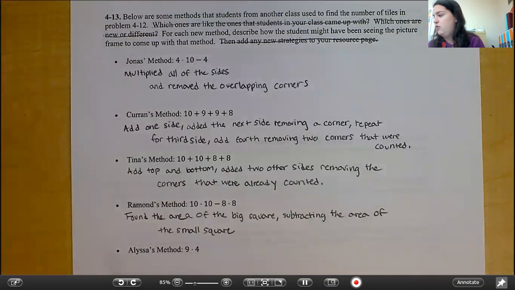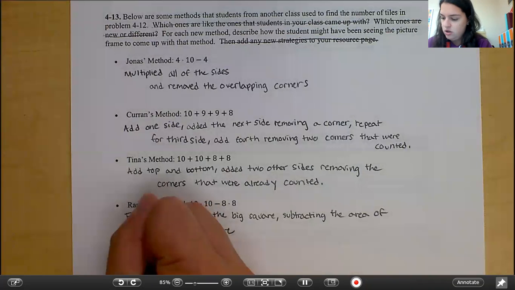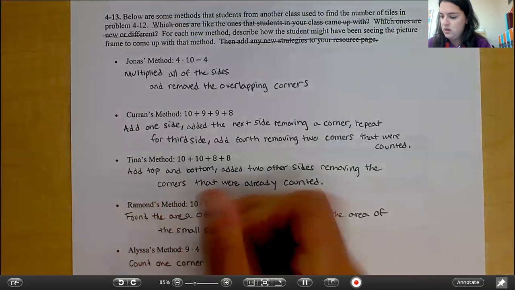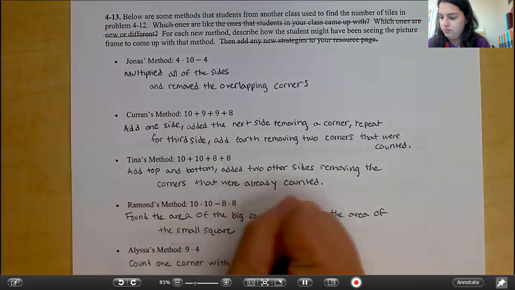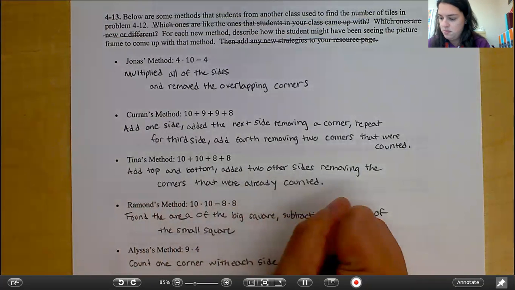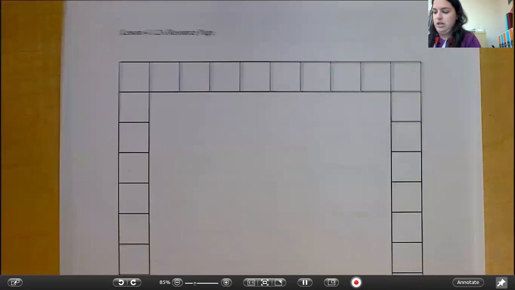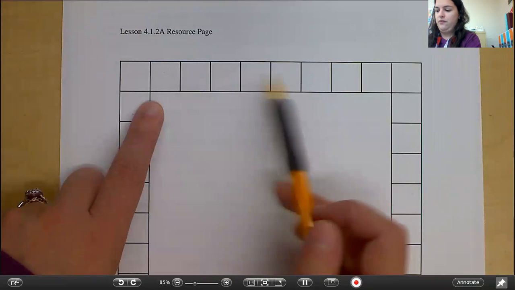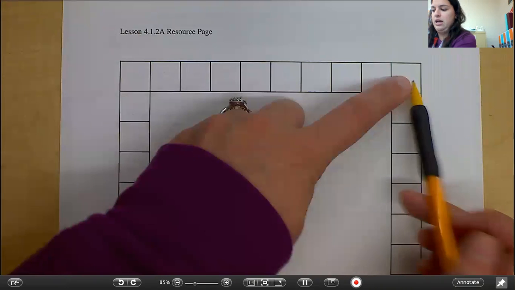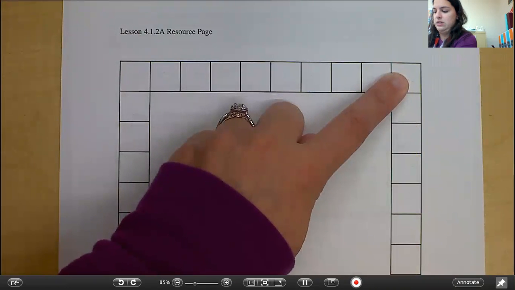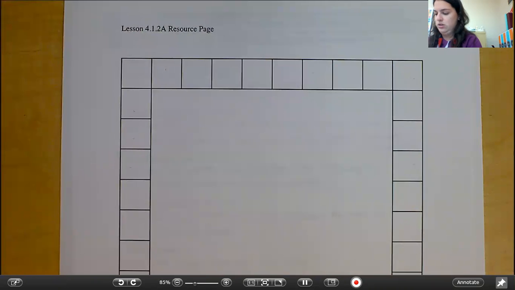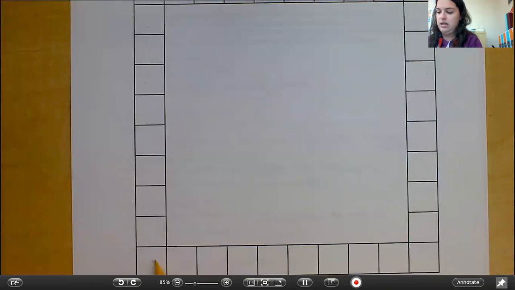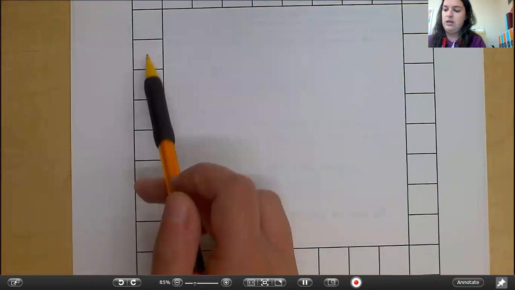Alyssa's method was 9 times 4. She counted one corner with each side only. So this is what she did. If I started here, 1, 2, 3, 4, 5, 6, 7, 8, 9. Then she counted again, 1 through 9. Again, and again, 1 through 9, for each of the 4 sides.